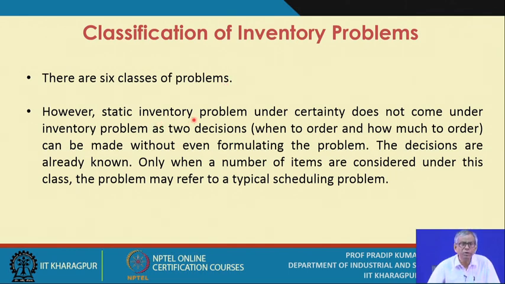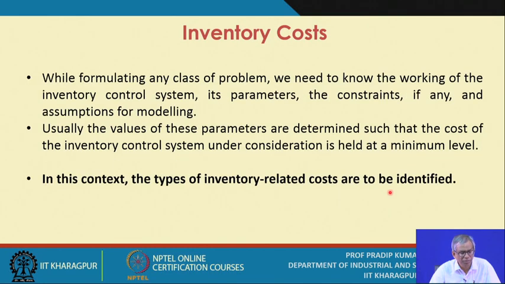However, the static inventory problem under certainty, this point I have already elaborated, does not come under inventory problem, as the 2 decisions, when to order and how much to order, can be made without even formulating the problem. The decisions are already known. Only when a number of items are considered under this class, meaning more than one item, the problem may refer to a typical scheduling problem. So this point I have already mentioned.